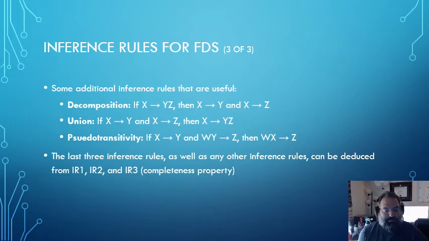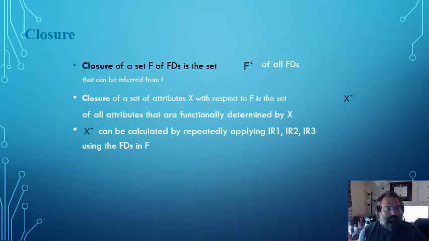The last three inference rules, as well as any other inference rules, can be deduced from IR 1, 2, and 3 through the completeness property. A closure of a set of functional dependencies F is the set F plus all FDs that can be inferred from F. A closure of a set of attributes X with respect to F is the set X plus all attributes that are functionally determined by X. X plus can be calculated by repeatedly applying IR 1 through 3 using functional dependencies in F.